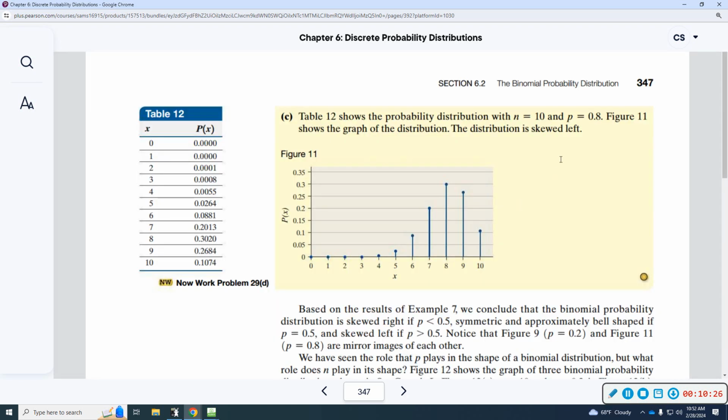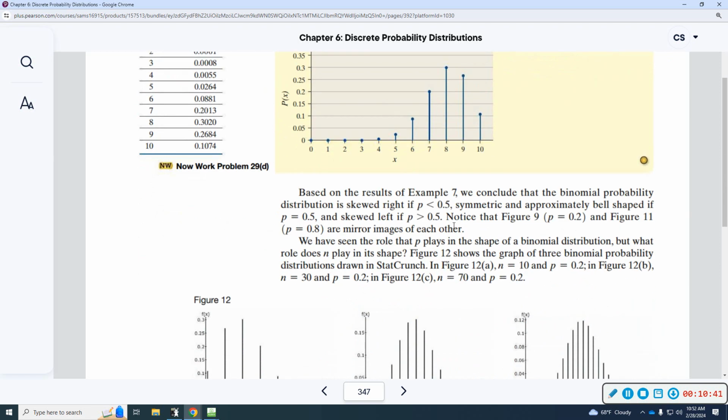And then if you have a really high probability of success, that means it's going to be a small chance that you're going to have a bunch of failures, and then a high chance that you're going to have a lot of successes the more you do trials. So that's going to be skewed to the left. So that's what this is explaining. Based on your probability of success, you will have less than 0.5 skewed to the right, greater than 0.5 skewed to the left, and equal to 0.5, it will be bell-shaped.